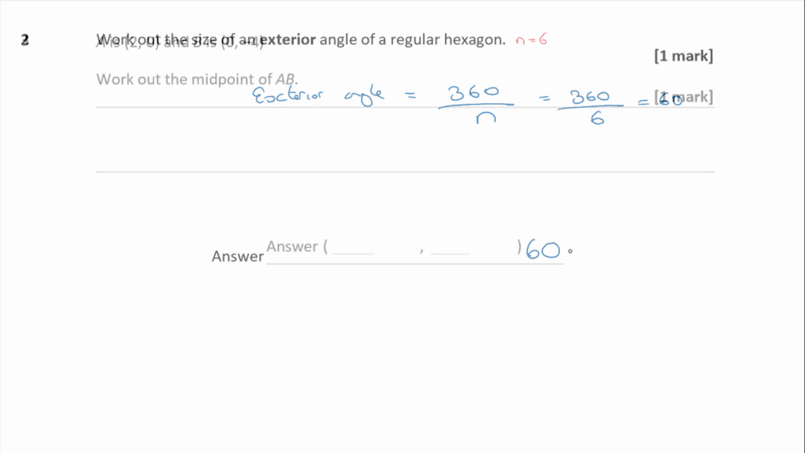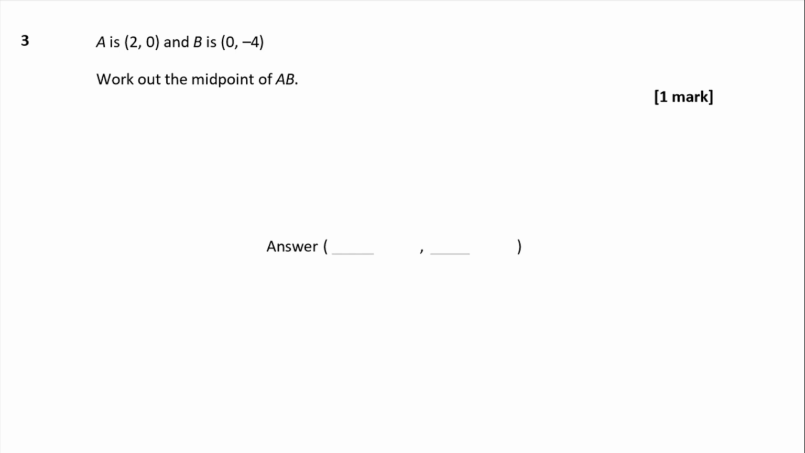Each one is 60. Question 3, A is (2, 0), and B is (0, -4). Work out the midpoint of AB. Okay. So to work out a midpoint of 2 points, what we need to do is average out their 2 coordinates. So the x coordinates here are 2 and 0. So averaging those out, 2 plus 0 over 2, that comes to 1, doesn't it? 2 plus 0 is 2, divided by 2 is 1.